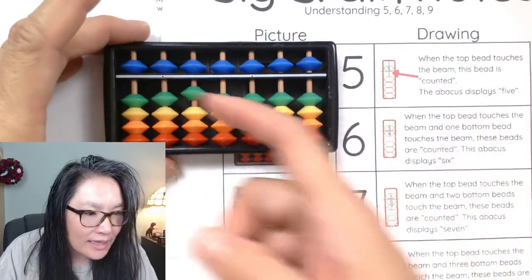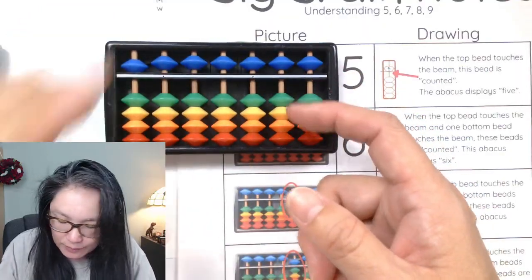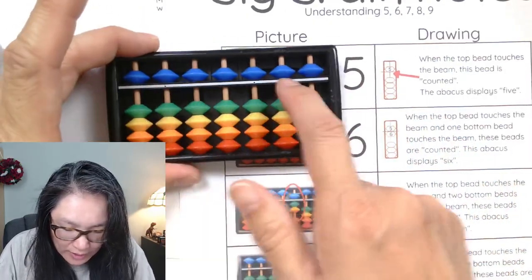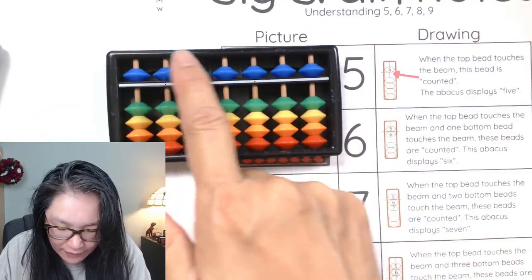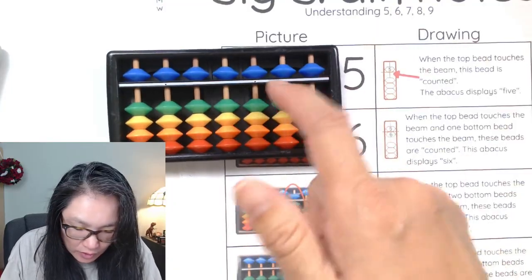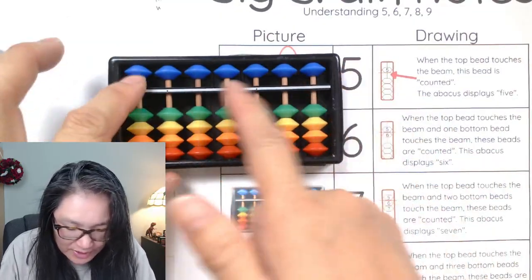Now, what does that mean? That means the beads are touching. Because the beads are touching the horizontal bar, this is being counted. Because this is being counted, this is all the value of 5. Now, if we look, I'm going to zero it out. That means none of the beads are touching.